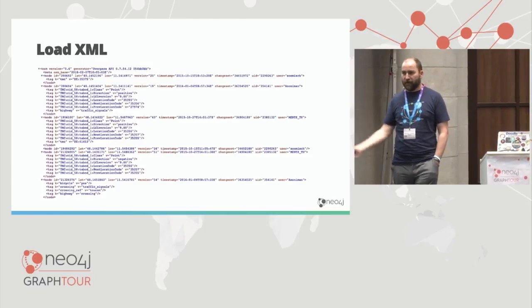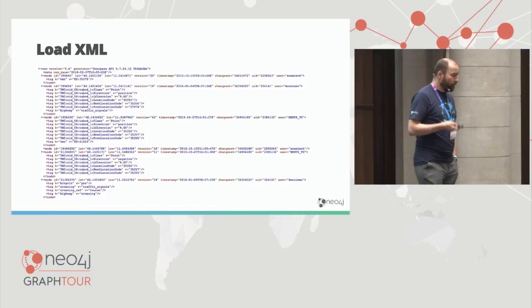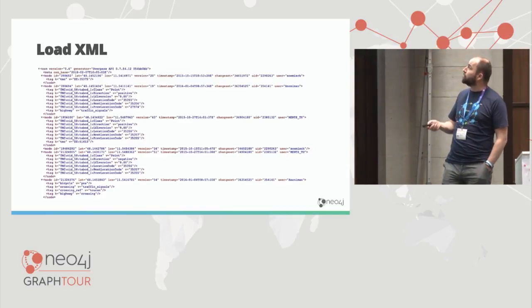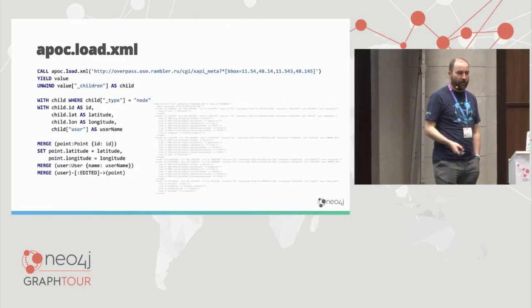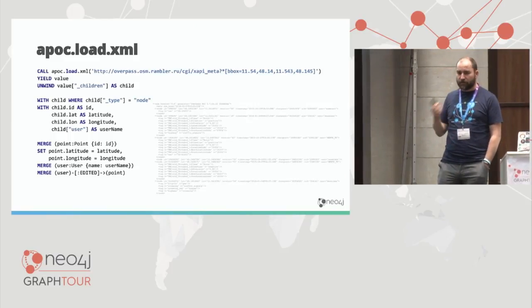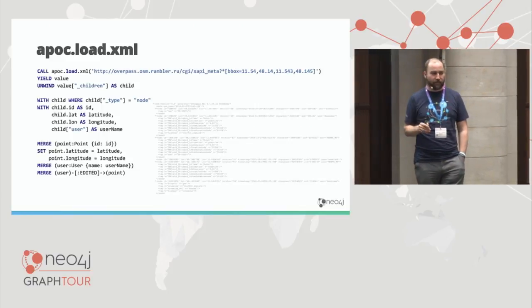OK, XML, basically the same. You have XML from an API or XML in a file. Lots of enterprise systems run on turning XML into stack traces or something like that. And so here it's the same. There's apoc.load.xml. We just pass in a URL, which could be a file or an API, and then we can deconstruct it. It turns the XML file into a nested document.